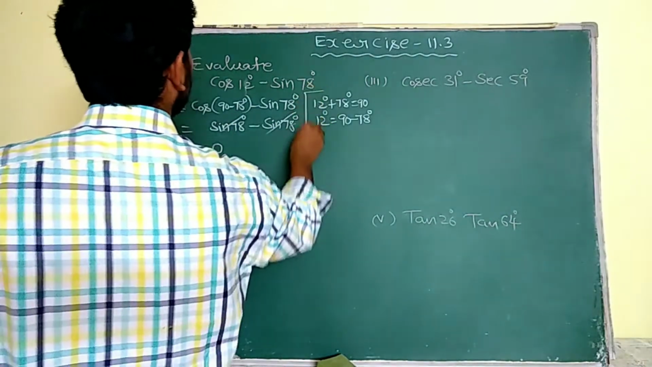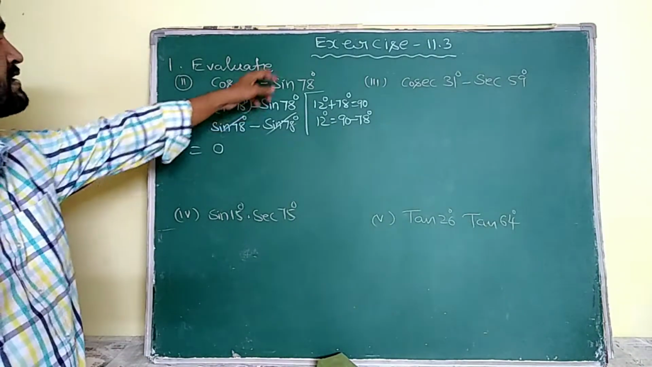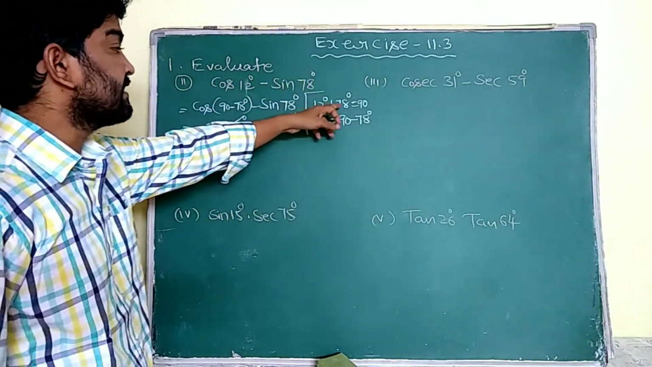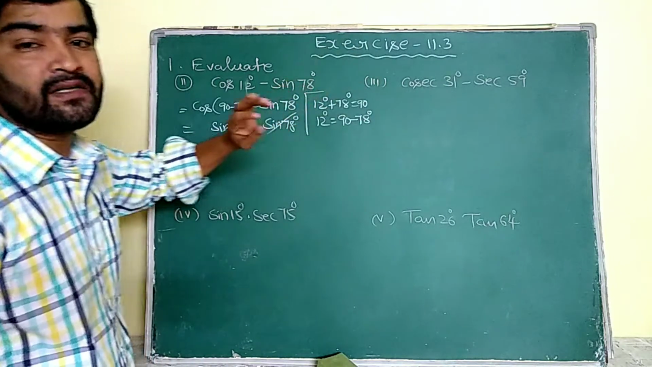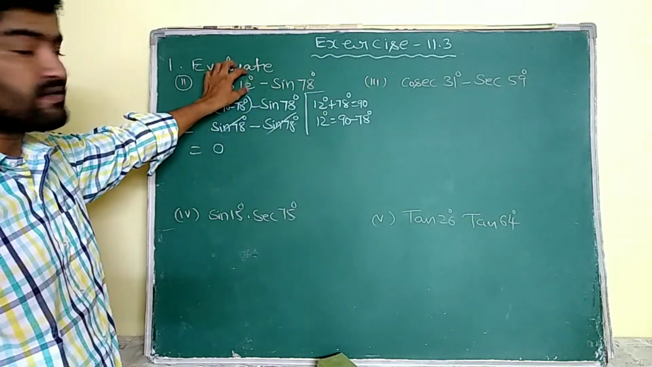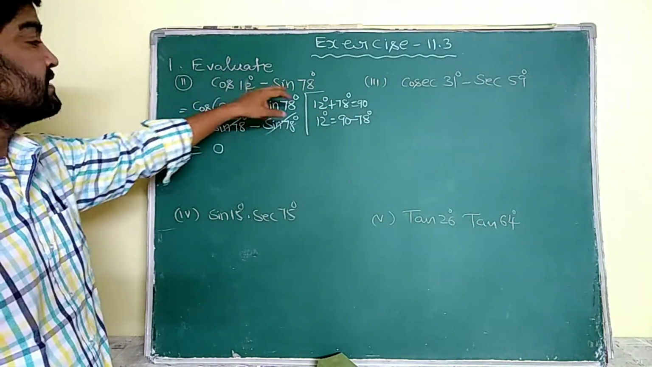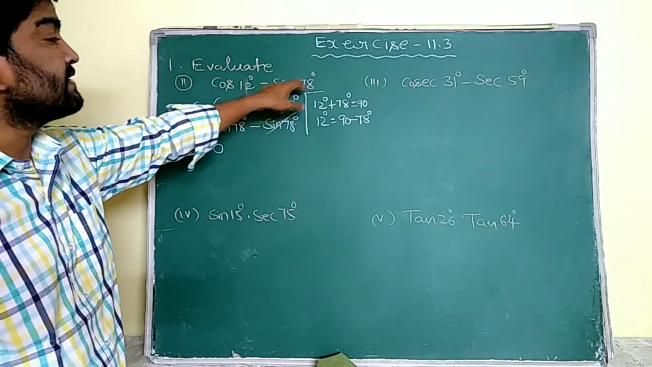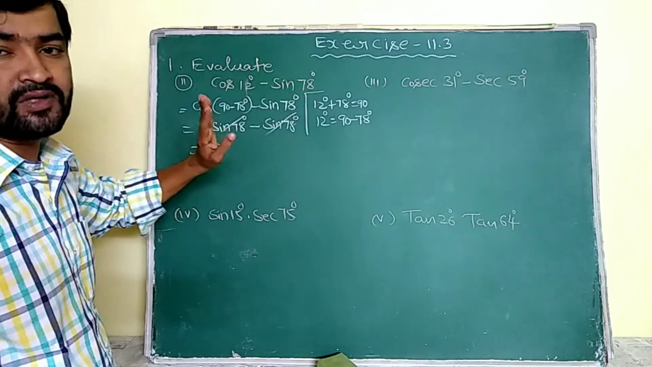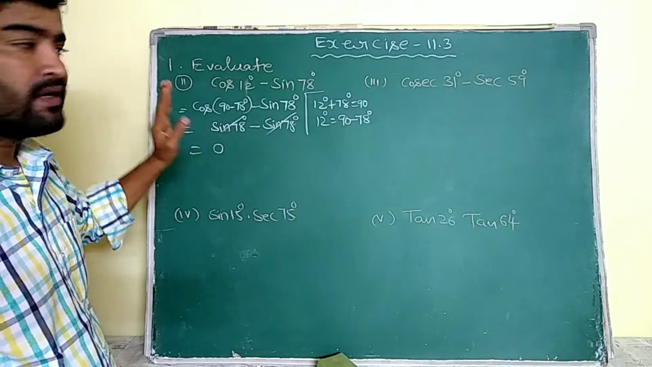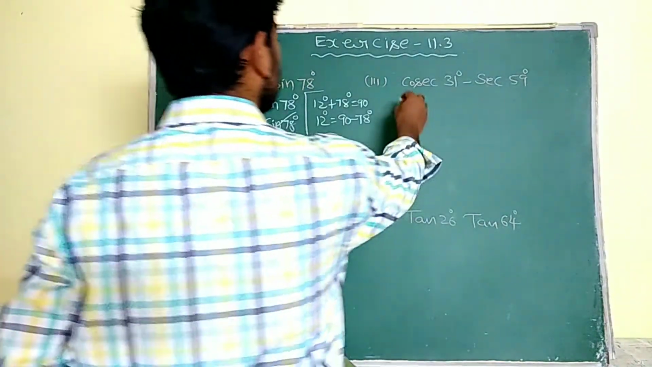If you want to change the 78 instead, write 78 degrees as 90 minus 12, keep cos 12 degrees as it is, write sin 78 as sin of 90 minus 12, and follow the same procedure.